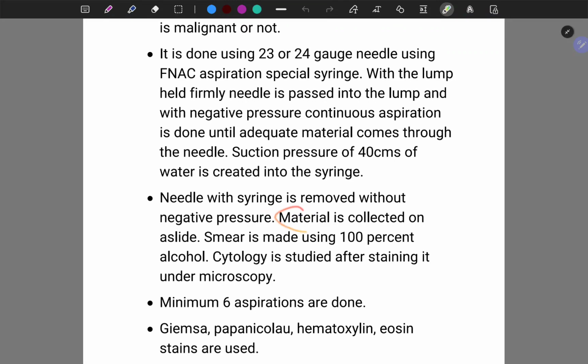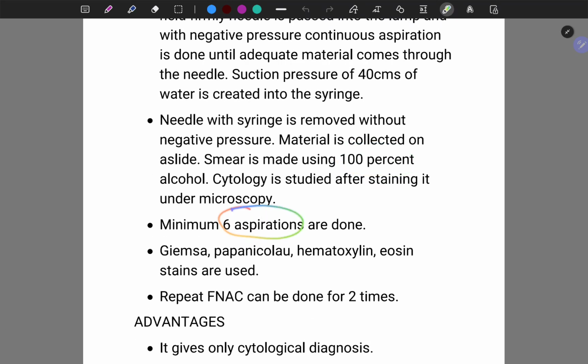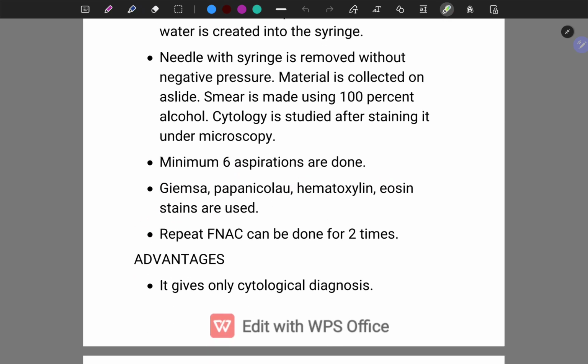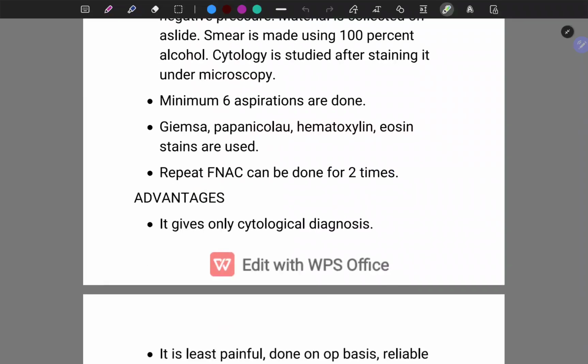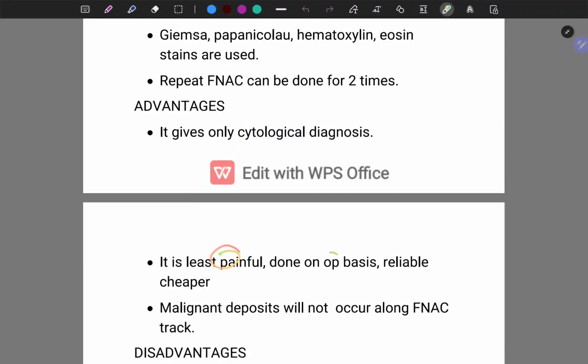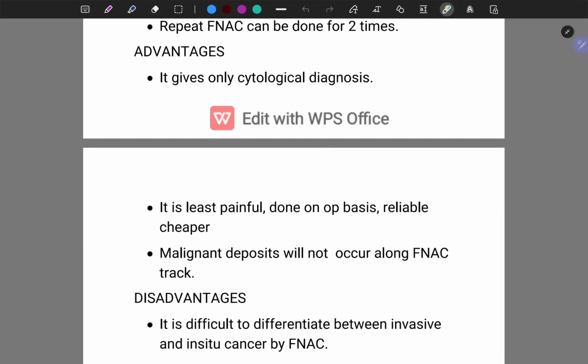The material is collected on a slide. Smear is made using 100% alcohol. A minimum of 6 aspirations are done. Stains that we use: Giemsa, Papanicolaou stain, Hematoxylin and Eosin stain. Repeat FNAC can be done 2 times. The advantages: it gives only cytological diagnosis, it is least painful, and done on an OP basis. Malignant deposits will not occur along the FNAC track.